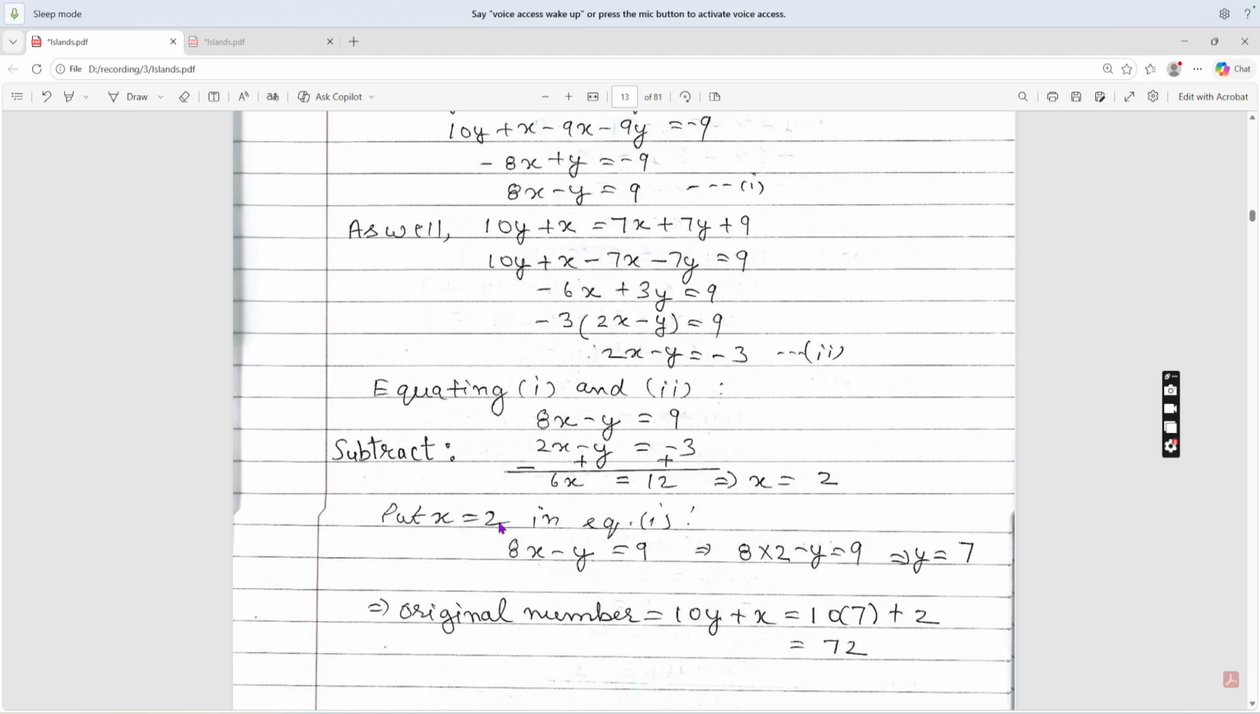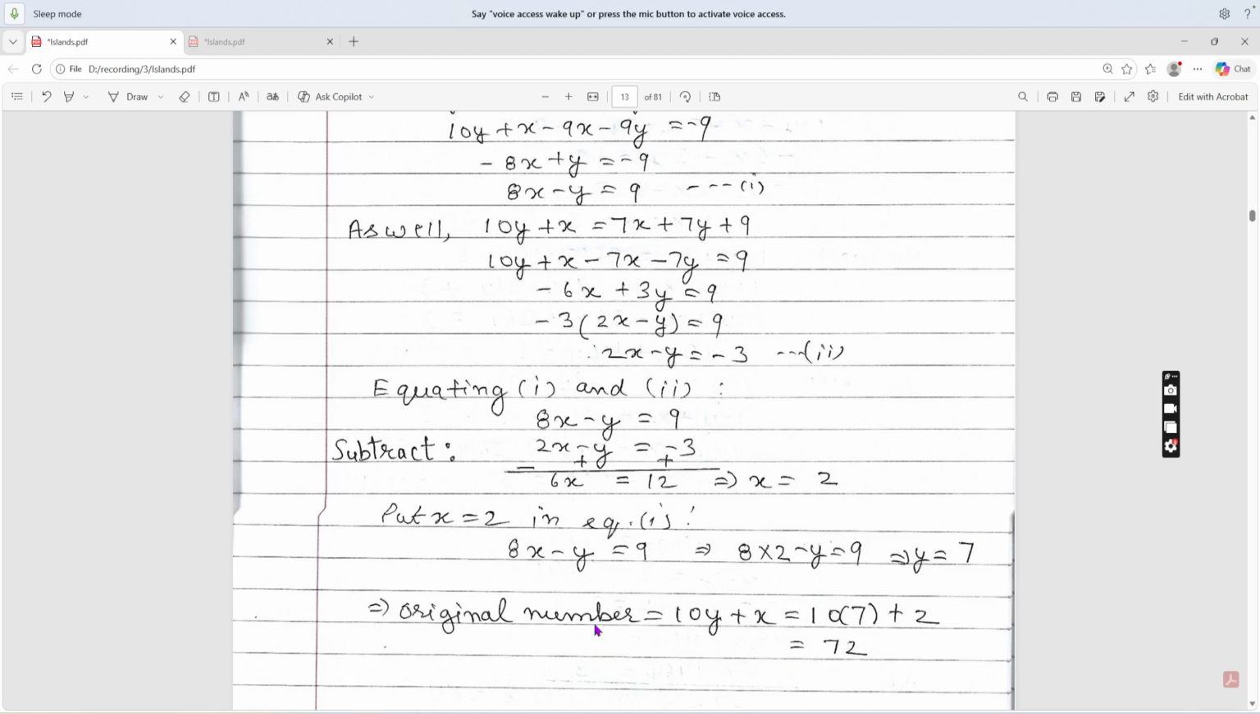Now we are going to put x is equal to 2 in equation 1. But what is the first equation? First equation is 8x minus y is equal to 9. So 8 into 2 minus y is equal to 9. It means 16 minus y is equal to 9. It means y is equal to 7. This we can get by shuffling. So x is 2 and y is 7.